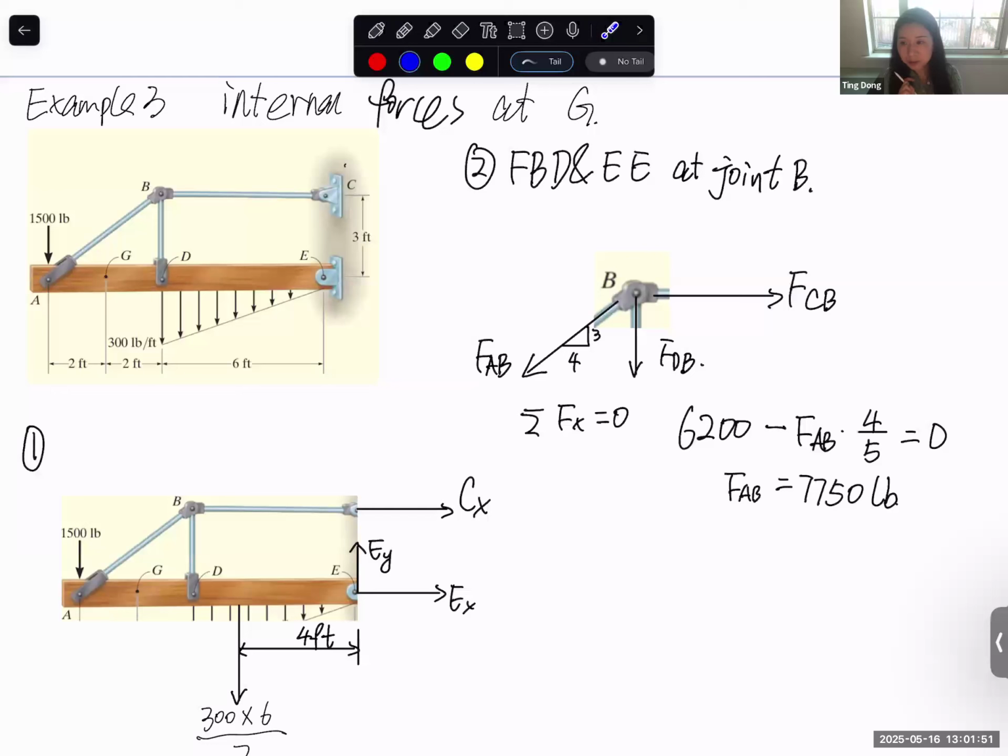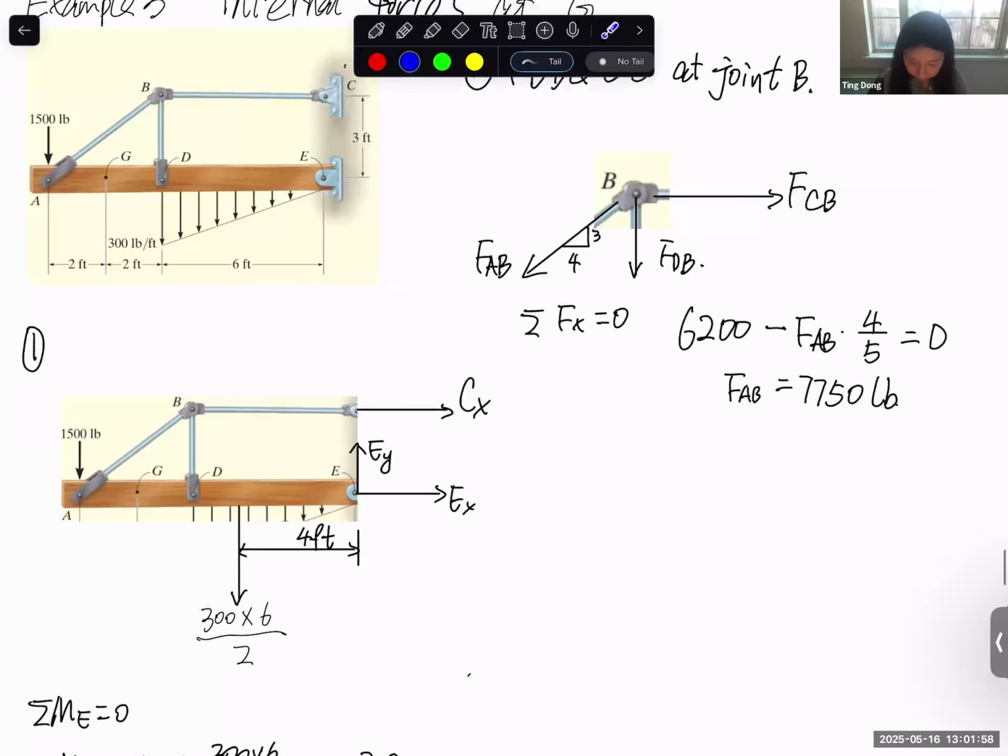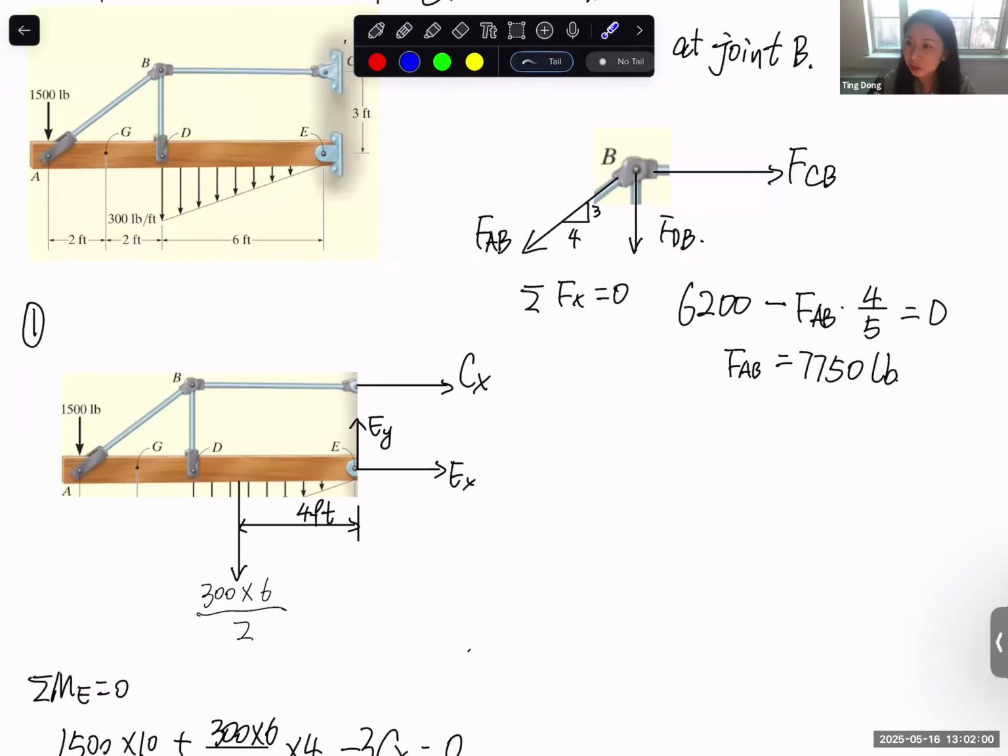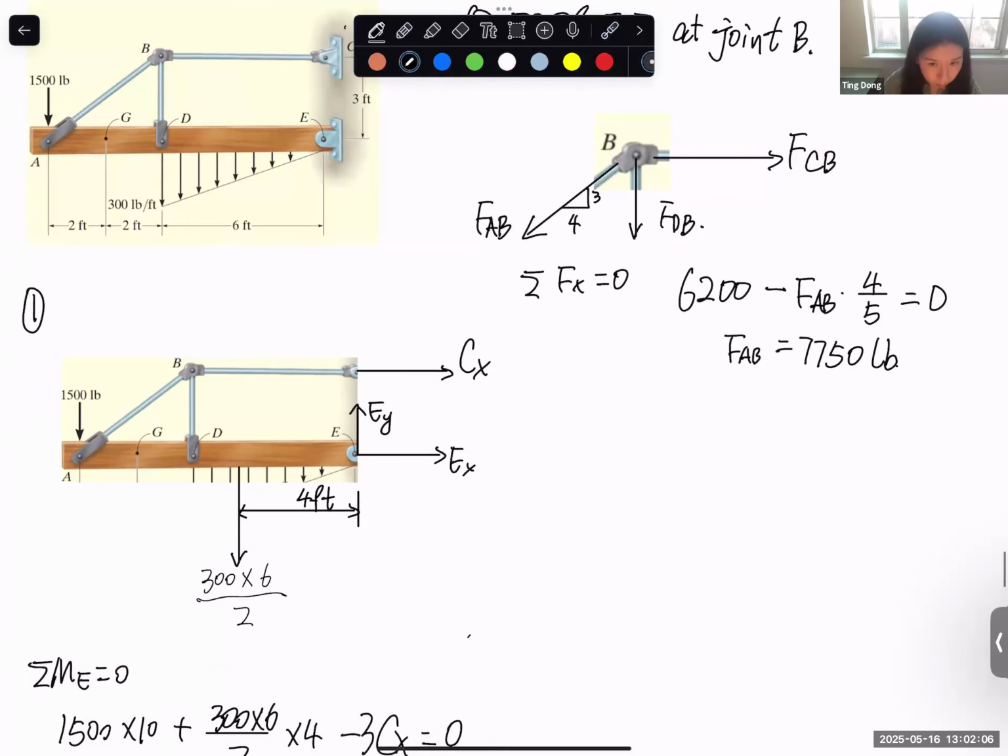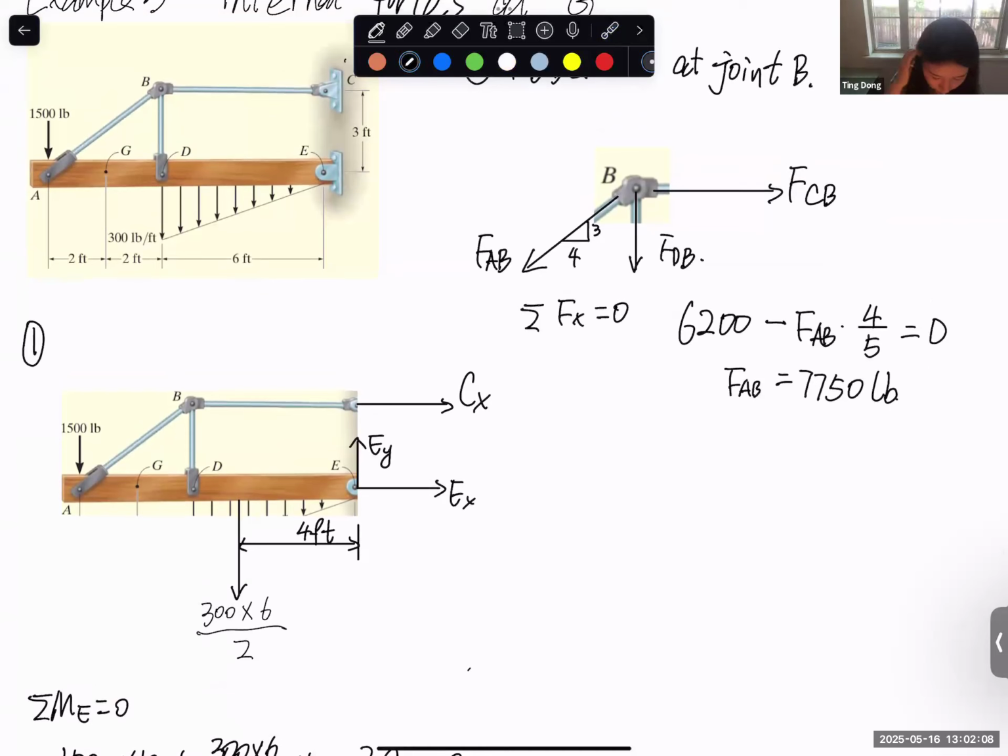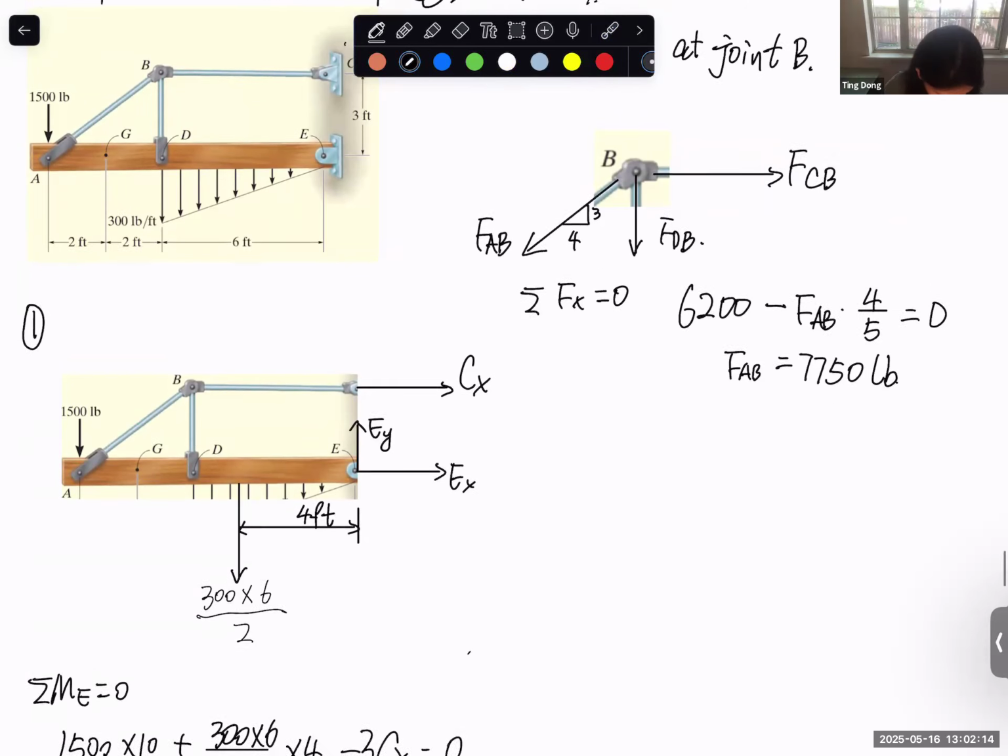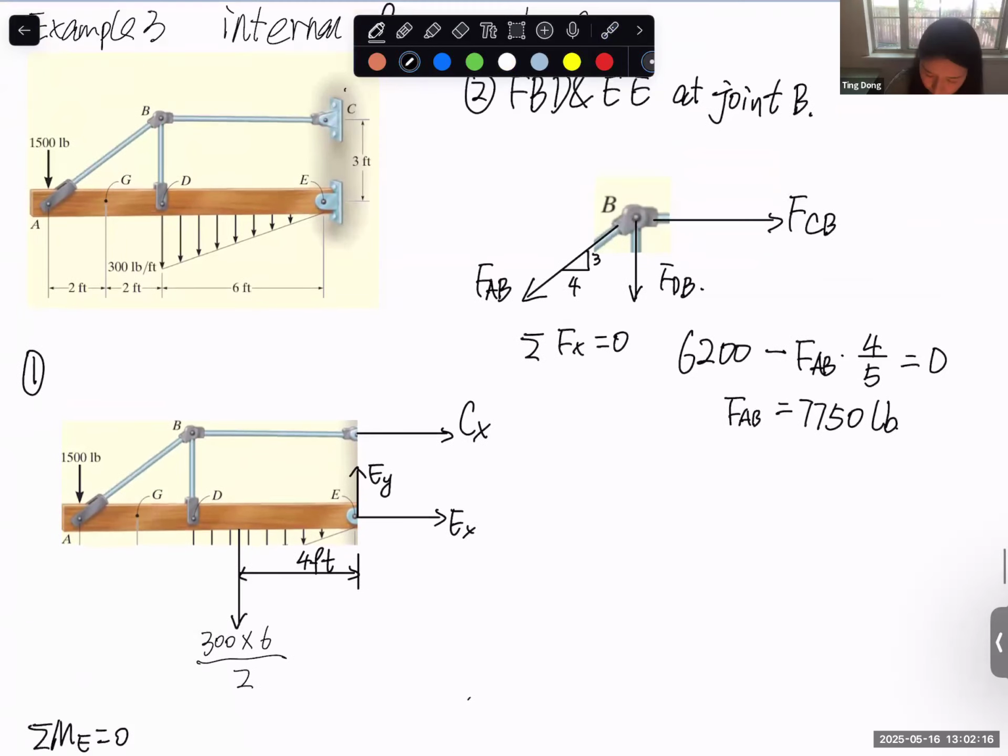Did I answer your question? Is it clear? If it's still confusing, please ask. Otherwise, I don't know if I should continue or not. So now we are done with the force in the AB. Now the last step.